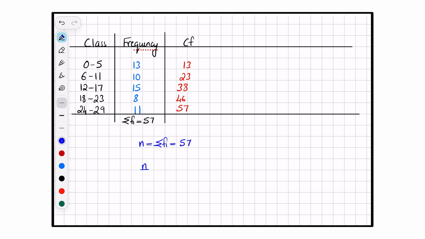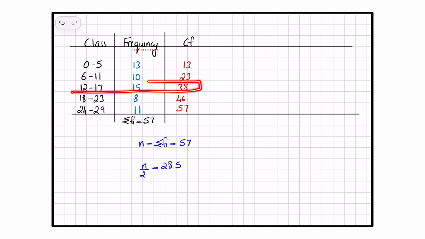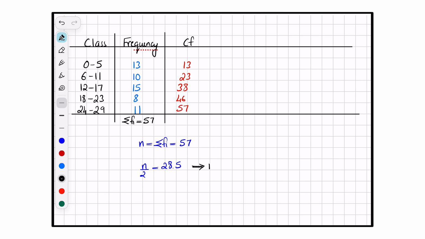That means the middle value, that is n by 2, will come to be 28.5. Where will this 28.5 lie in this data set? It will be between 23 and 38. Okay, that means it is in this particular class, that is 12 to 17.